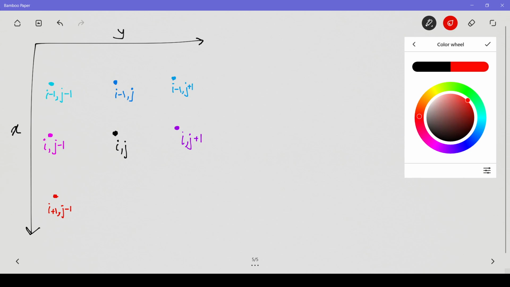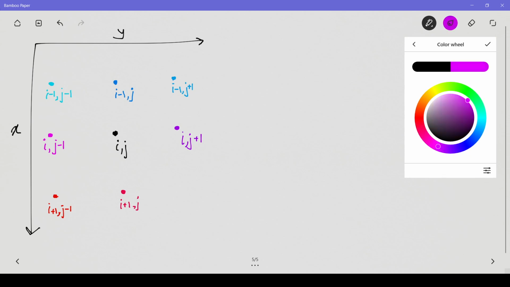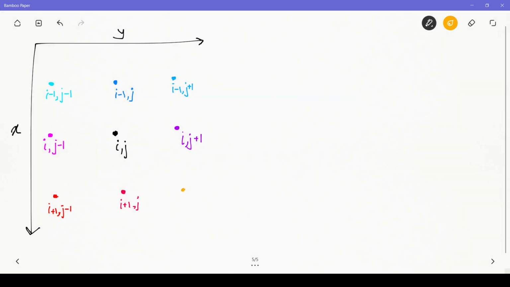And this thing over here is I plus 1, and the j index will remain as it is. And finally, my last neighbor, which is somewhere over here, is I plus 1 comma j plus 1. This is of course the southeastern neighbor, right? Fine. So in order to calculate or approximate the partial derivative of this particular point, we are going to need all these other points. Okay.